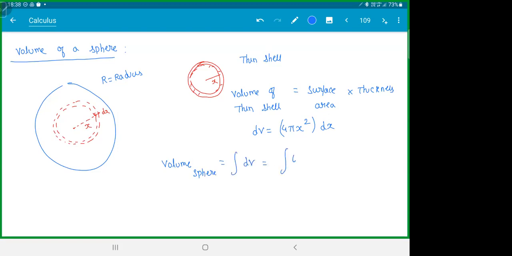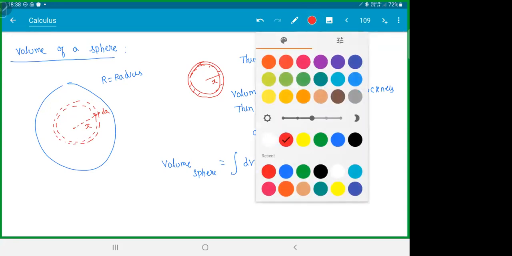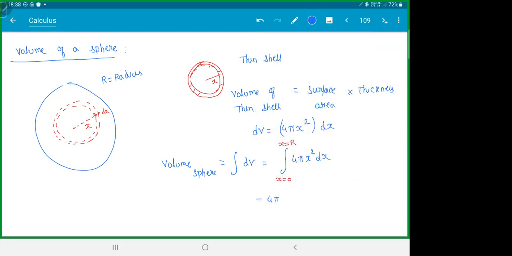So this will be integral 4 pi x square dx. The first shell will start at the center, x is equal to 0. The last shell will be at the outside, r. So we get 4 pi integral x square dx, limits from 0 to r. Remember I told you integration is actually easy. It is just the integration of x power n. The headache is creating the elements. x cubed by 3, limit 0 to r. Substitute r, substitute 0. When you put 0, you get 0 anyway. 4 pi by 3 r cube. That's the volume of a sphere.